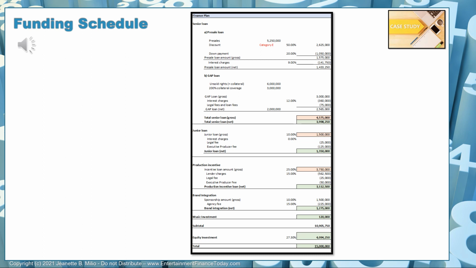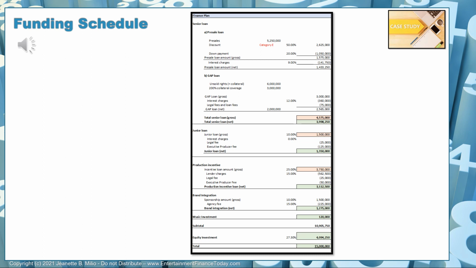$3,998,250. So at this very moment, we have the bank loan of $3,998,250 available to us, and the down payment that the distributors have already paid of $1,050,000. So that's the two items we have right now.